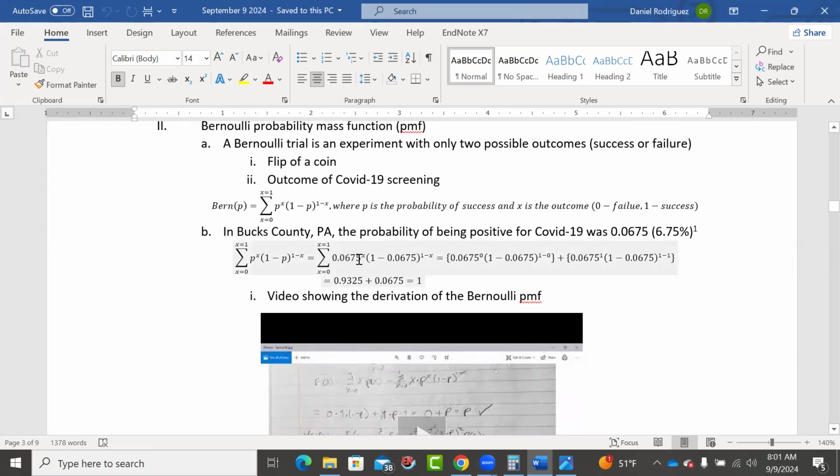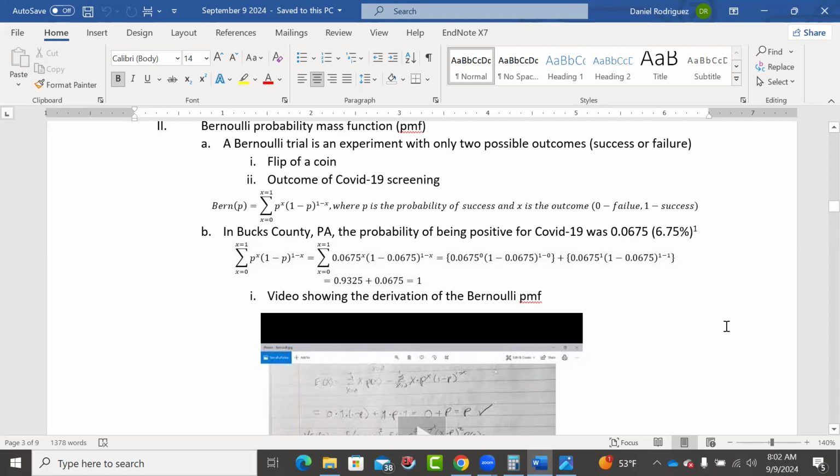Okay, so we get that value raised to the x, and then the probability of failure is the complement of that event. It's 1 minus 0.0675. So then we get x is equal to 0, and then we have x is equal to 1. So you have the two, because again, we're adding these together for when x is equal to 0 and when x is equal to 1. Notice when x is equal to 0, the element that remains is 1 minus 0.0675, which gives us this value here, 0.9325. And when x is equal to 1, the only element that remains is 0.0675. So we add those together and they equal 1, like they should.